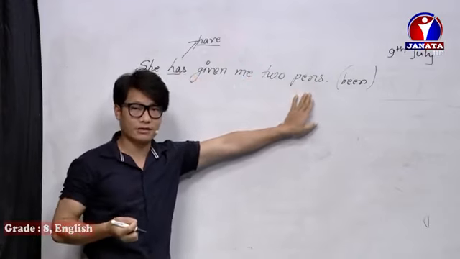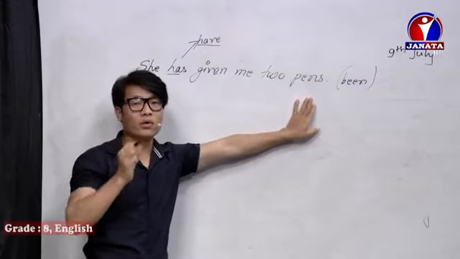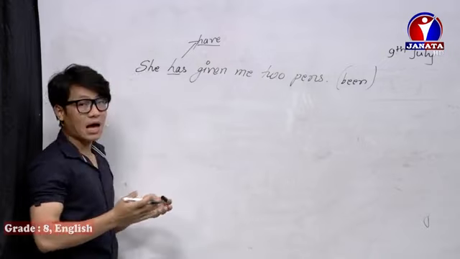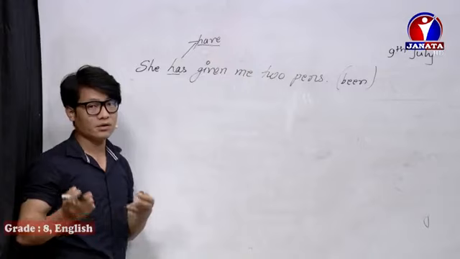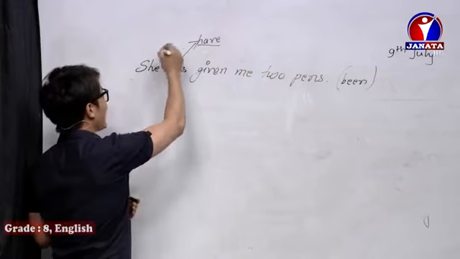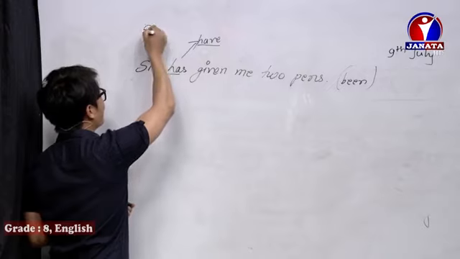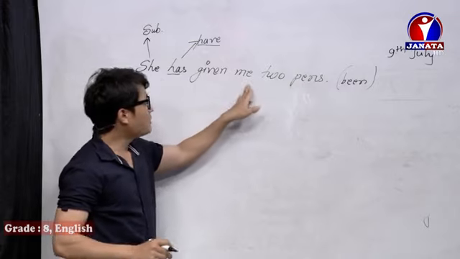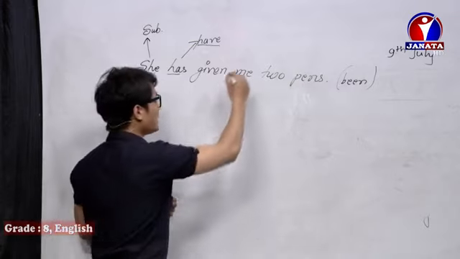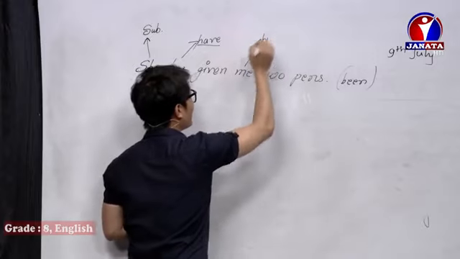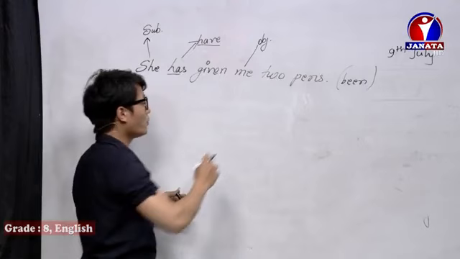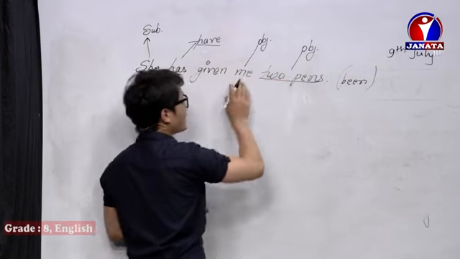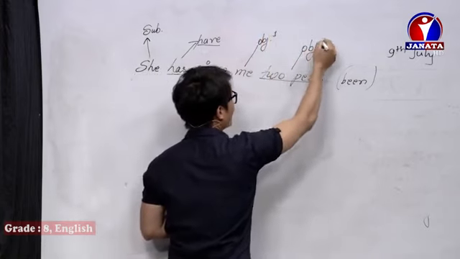So now the question is, which is the subject and which are the objects. Who has given? Ask the question if you have difficulty finding the subject. She has given, so she is the subject. She has given to whom? To me, so me is the object. What? 2 pens. So 2 pens is an object too. We can say this is the first object and this is the second object.